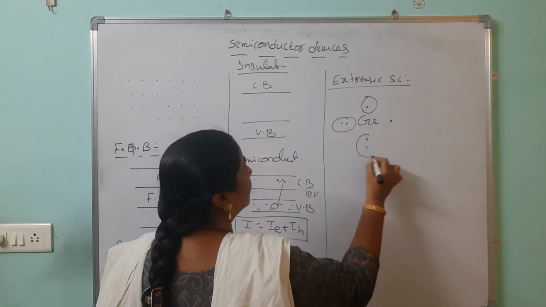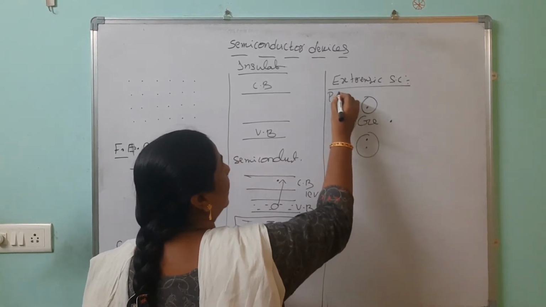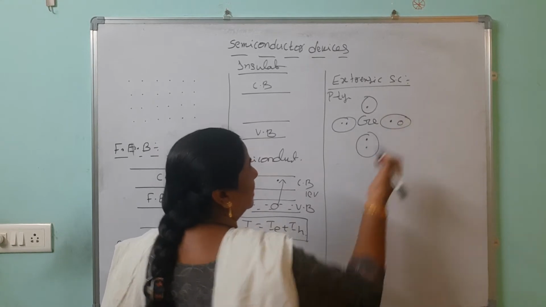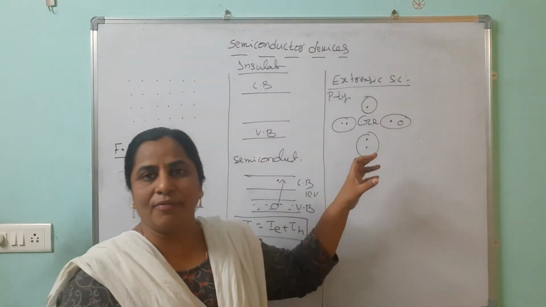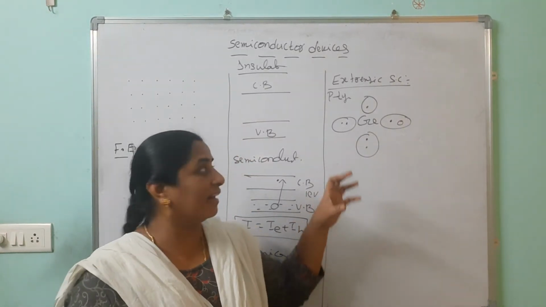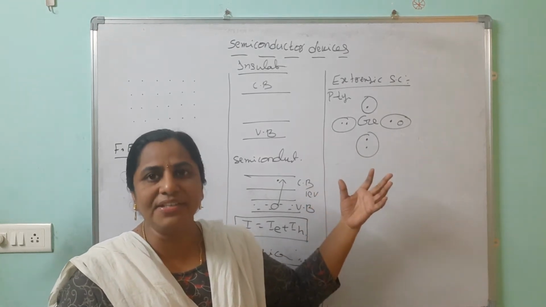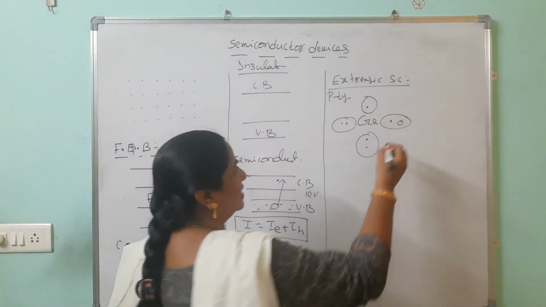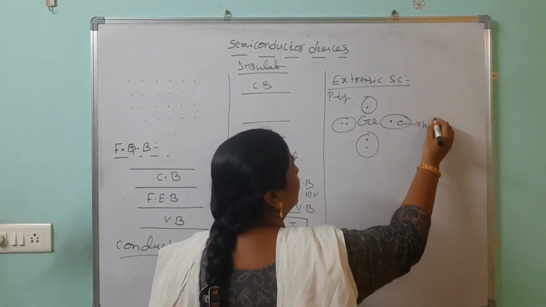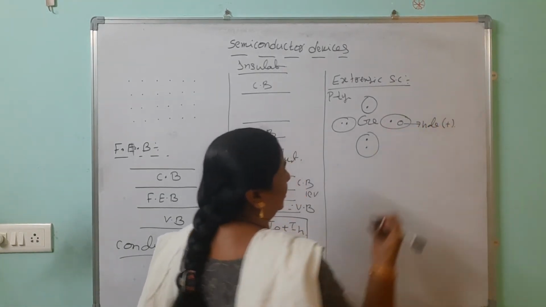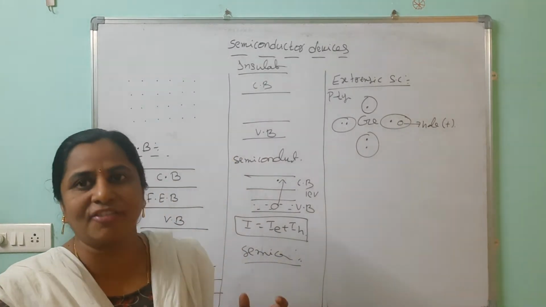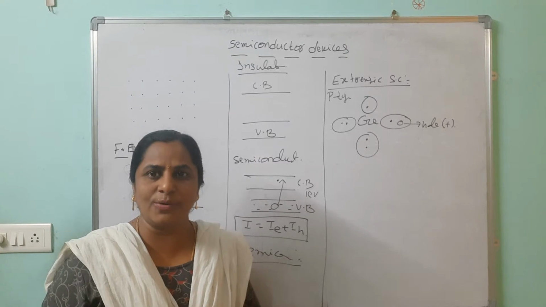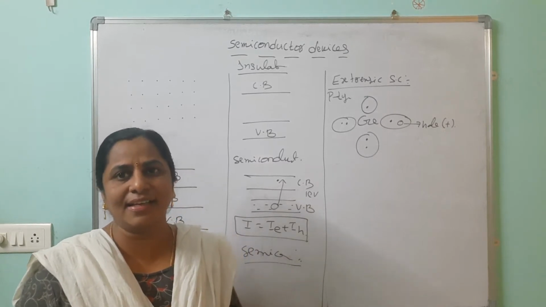Whenever we are doping with a third group element, what happens here? One vacancy is here. This is for a single atom. When we take a quantity of this germanium, each atom has one vacancy. This vacancy we can call a hole also, and this charge is what? Positive charge. That's why in the p-type semiconductor the majority charge carriers are the holes and the minority charge carriers are the electrons.